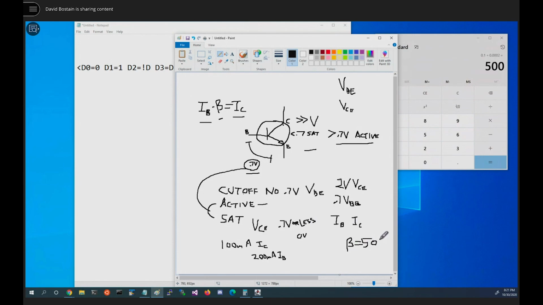Remember, beta is unitless. It says that while in the active region, anything going into the base will be amplified 500 times and will be the current in the collector emitter. Once we're saturated, remember how we got saturation? We took the current here, divided it by beta, then doubled it to force it to be too much. There's no way we could get that current over here because the resistor was limiting it. That caused saturation, which means we have less than 0.7 across the collector emitter.